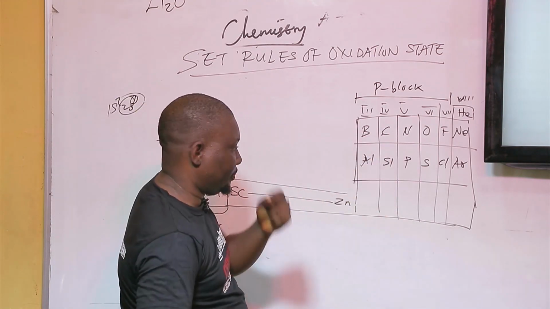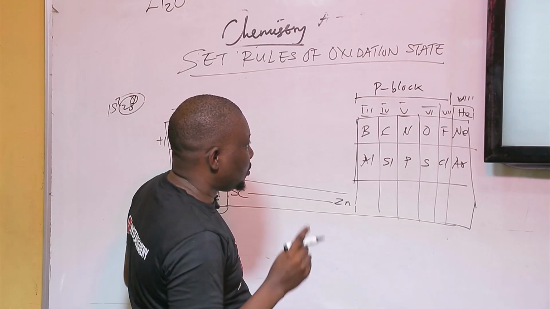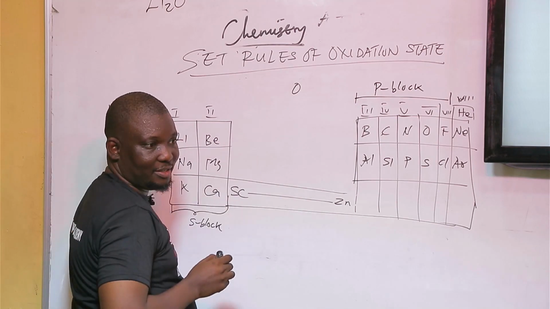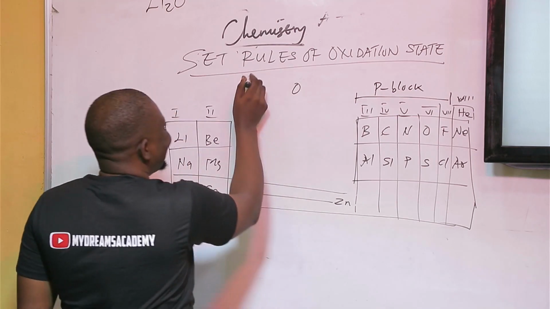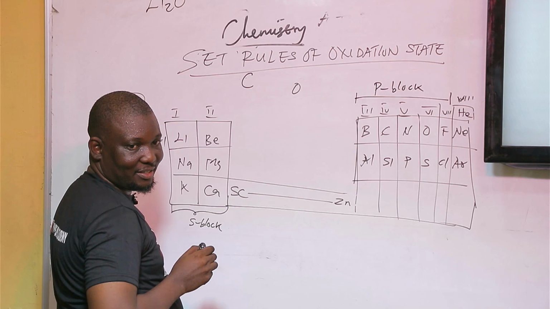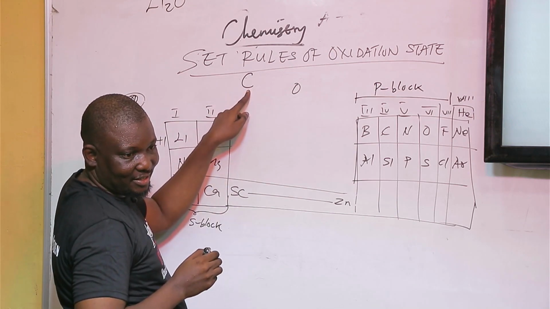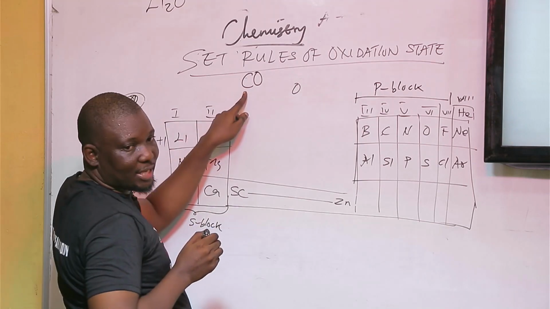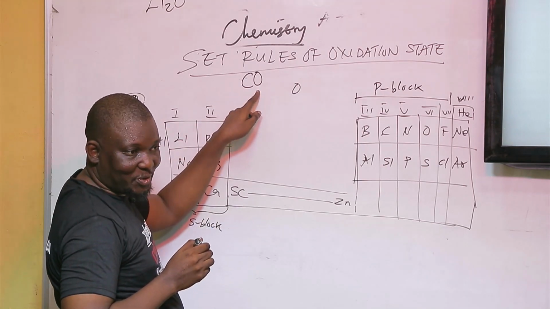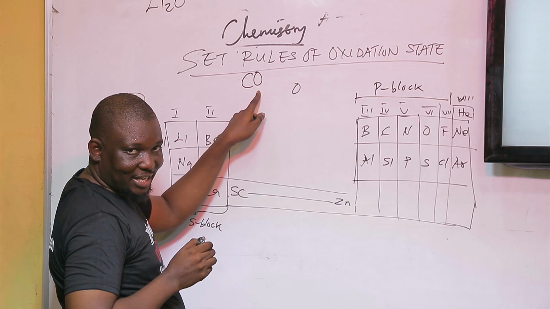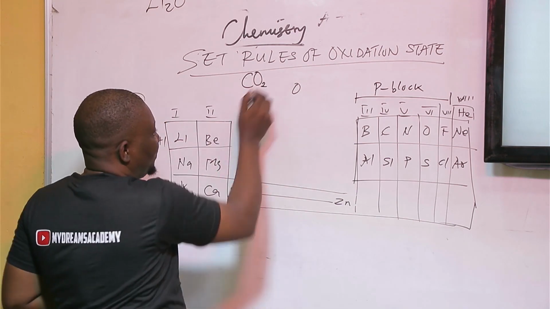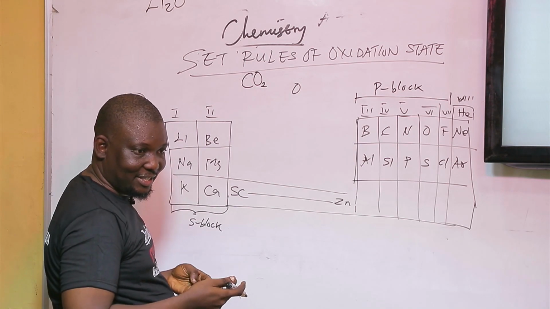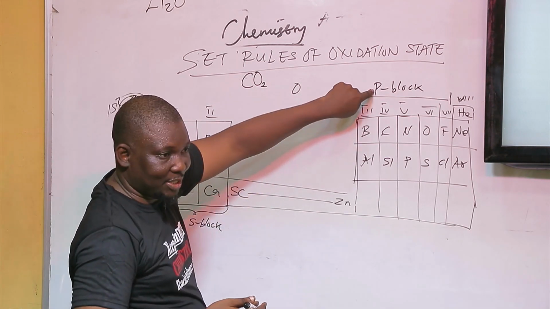I'll give you an example. The oxidation state of carbon can vary from 0, because this is the elemental state, to +2 if it occurs as carbon(II) oxide, or carbon monoxide, and then +4 if it occurs in CO2. See, it is varying. This is because it is P block.